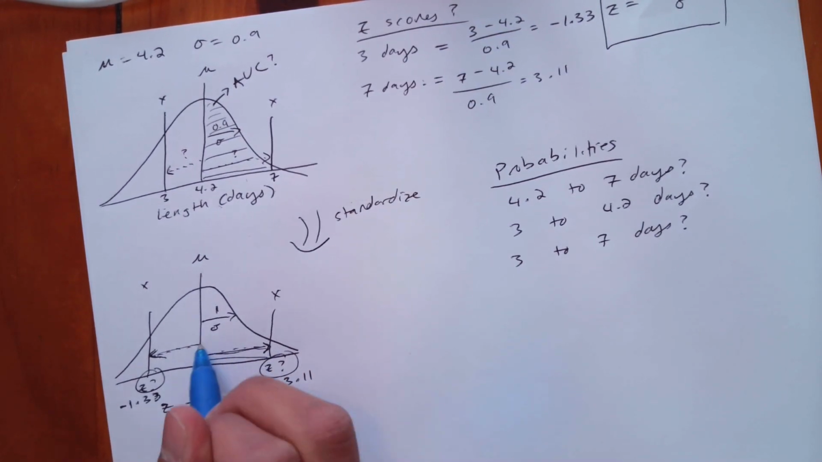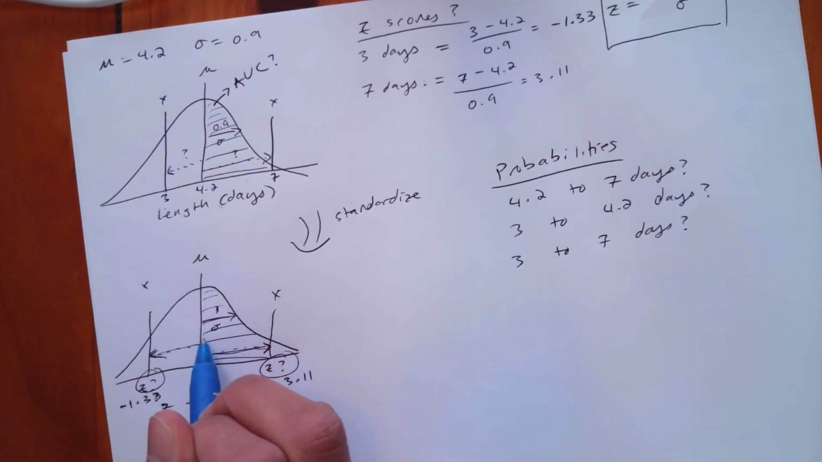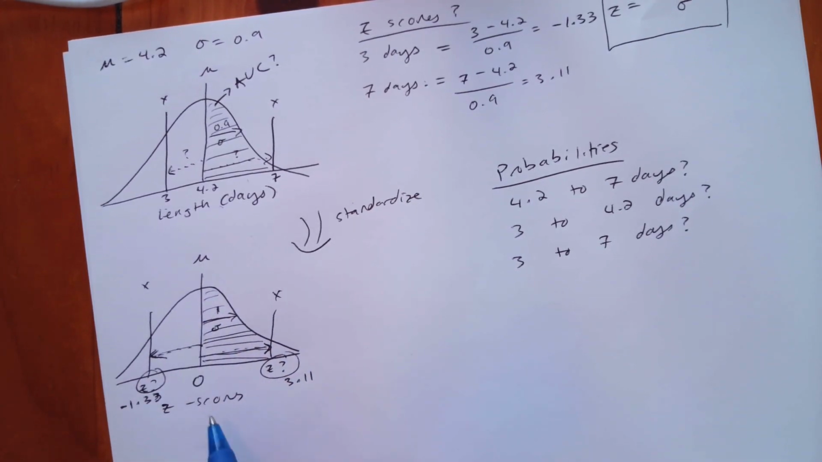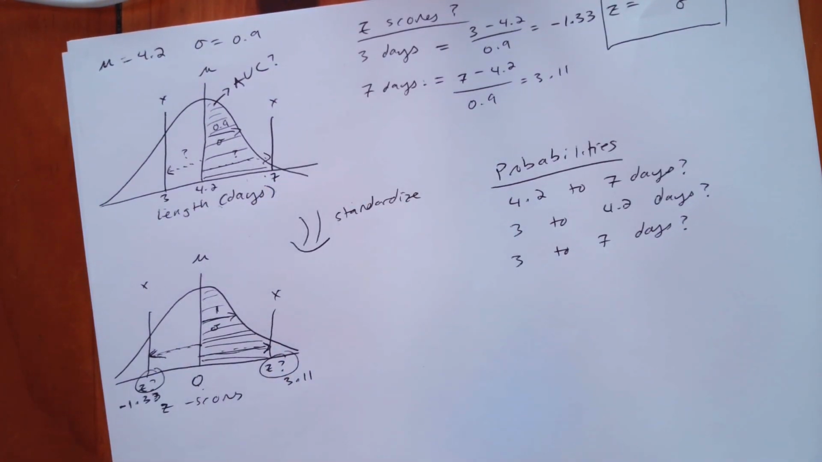So I can shade in this area here. This is my area under the curve between a z-score of 0 and a z-score of 3.11. A z-score of 0 corresponds to our mean of 4.2. A z-score of 3.11 corresponds to my z-score of 7.